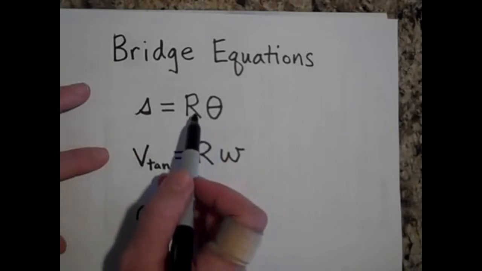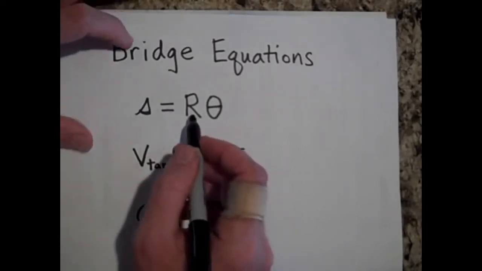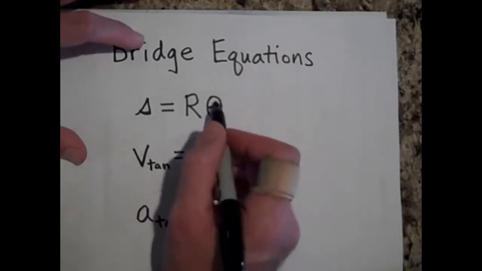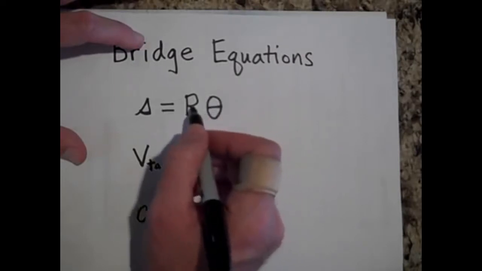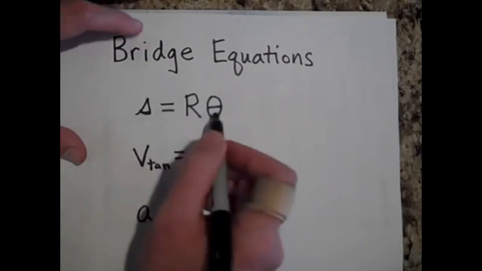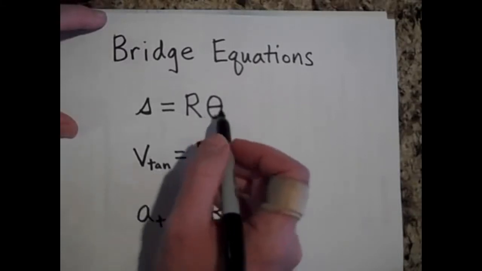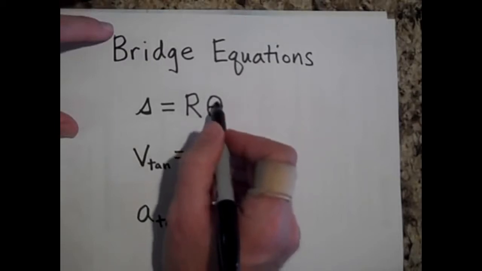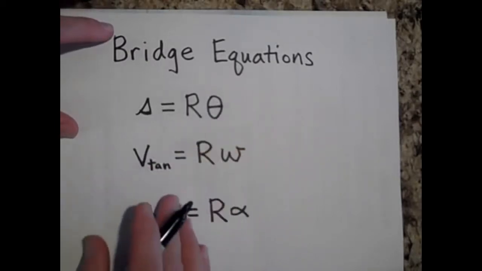So let's have theta be 2 pi rotations. If theta is 2 pi rotations, do you see that when you do 2 pi times r, you get the arc length of the circumference of a circle? Hey, what if theta is just 1 radian? If you put in 1 radian here and multiply by r, sure enough, you've gone 1 radius.